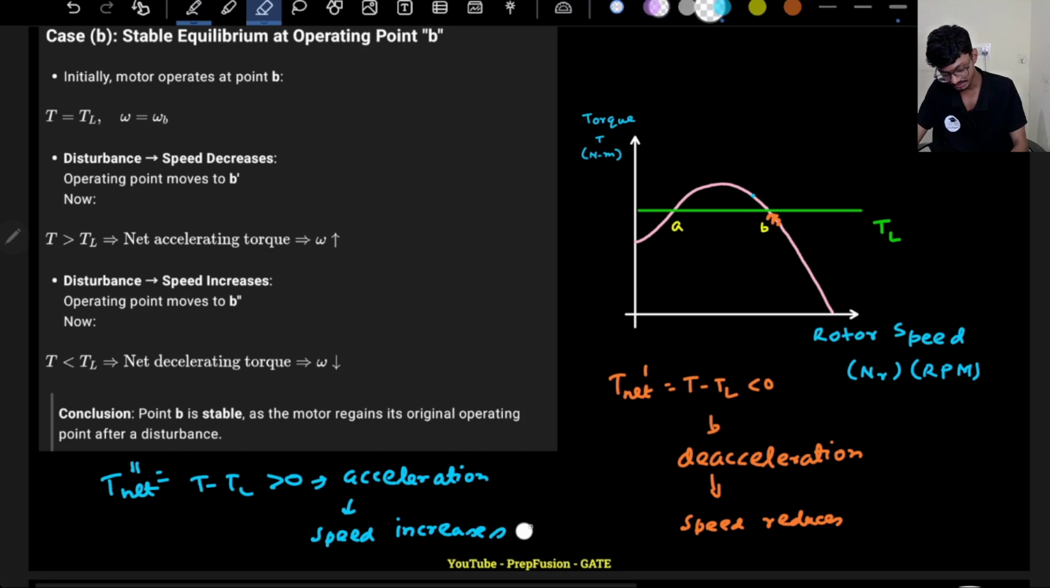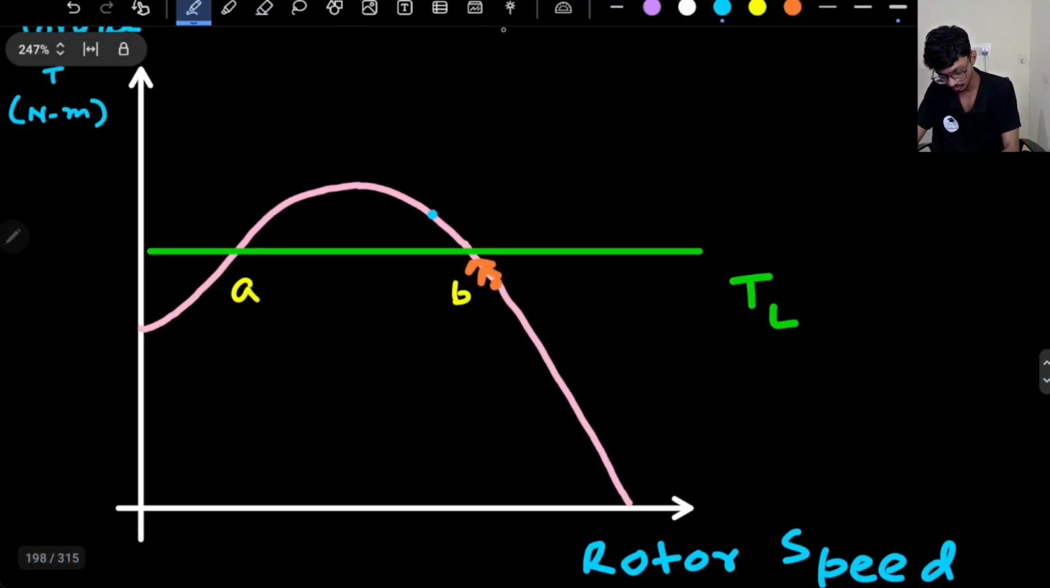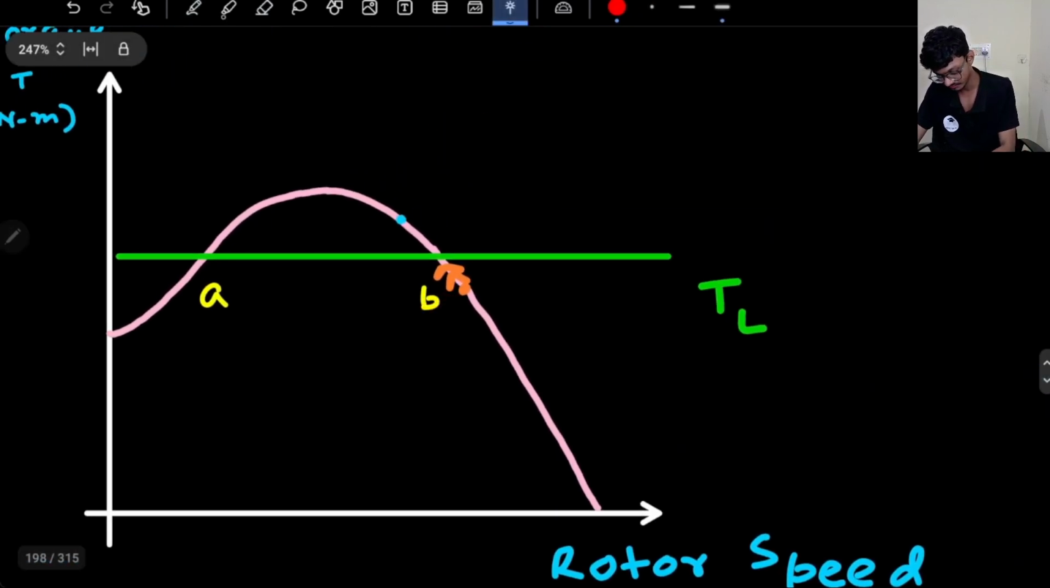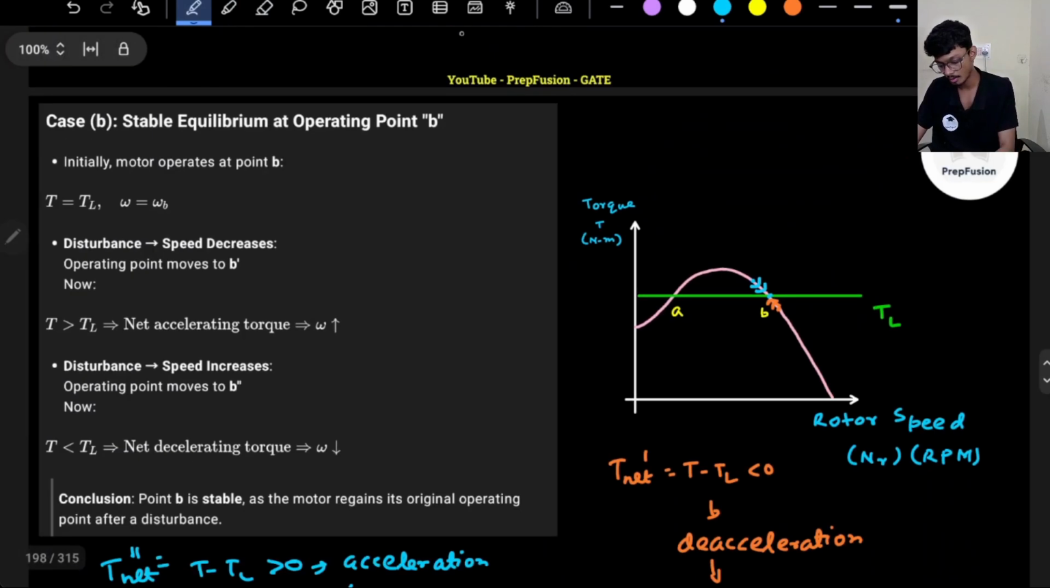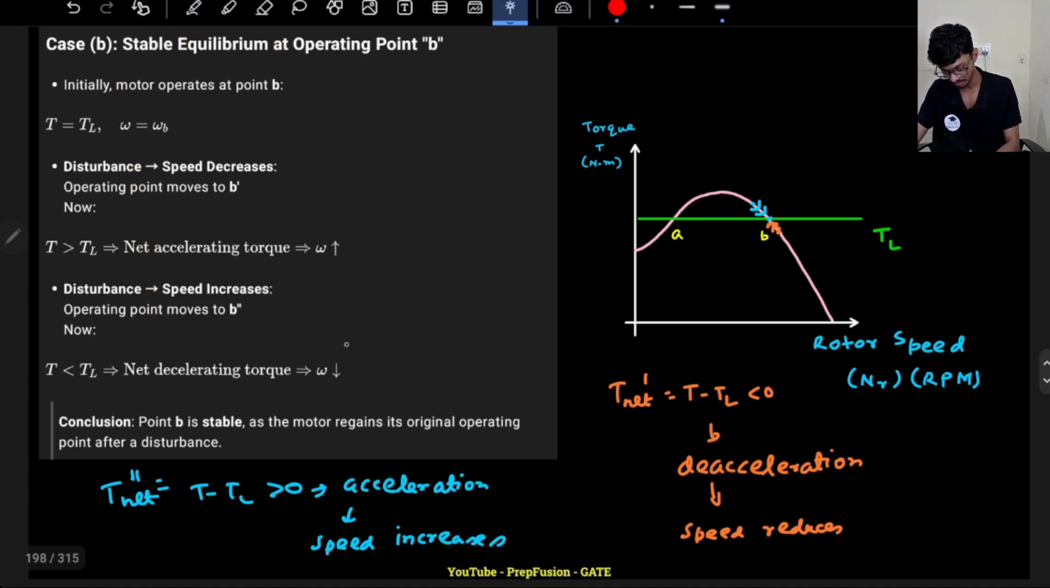So if speed increases, basically what will happen? It will again shift rightwards. So speed will increase, and again it will come back to this stable point. So point B is a stable equilibrium. Whatever I have explained is the same thing that is written over here.